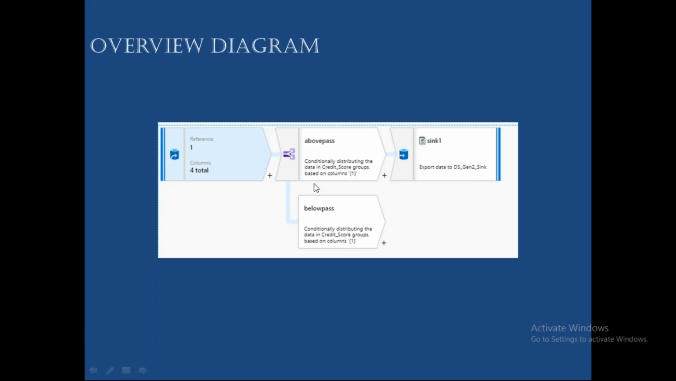So that particular pass credit score, pass mark, you can say pass mark. What is the pass mark? That particular value I will pass as a data flow parameter. That particular parameter will come, so every time the value may change. That pass mark may change every time in these credit scores, right? So I'm going to take that parameter and use it in this particular conditional split.